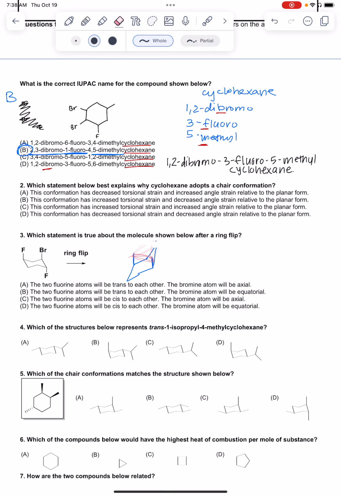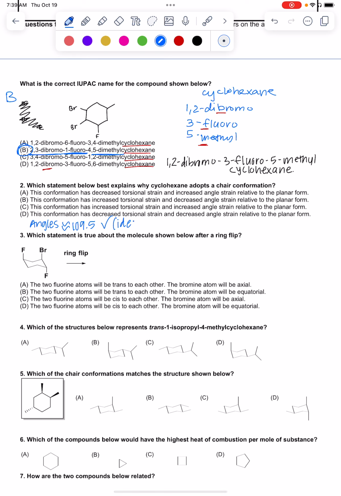That's called steric strain. So cyclohexane has steric strain, but in the chair conformation, we've released its torsional strain and its angle strain. Remember that in a cyclohexane chair conformation, the angles are about 109.5, which is ideal. We've also eliminated the torsional strain because now we don't have eclipsing atoms.